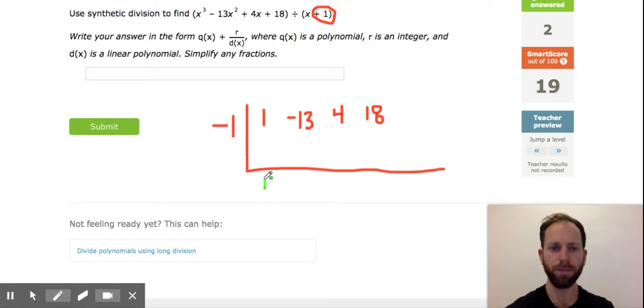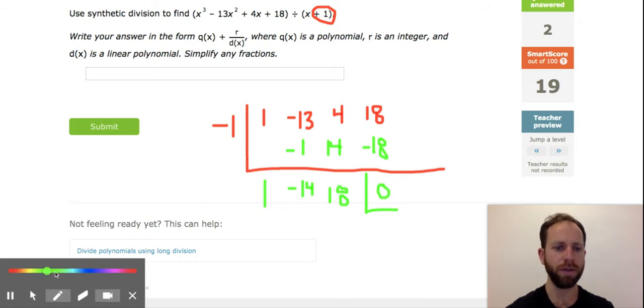Bring down the 1. Then we multiply it times the -1. 1 times -1 is -1. Subtract these. -14. -14 times -1 is 14. 14 plus 4 is 18. 18 times -1 is -18. And what's going to happen when you combine these? That's right, there's a remainder of 0.